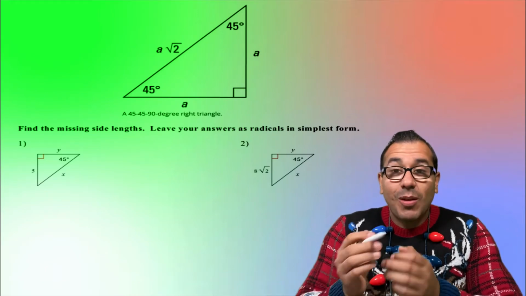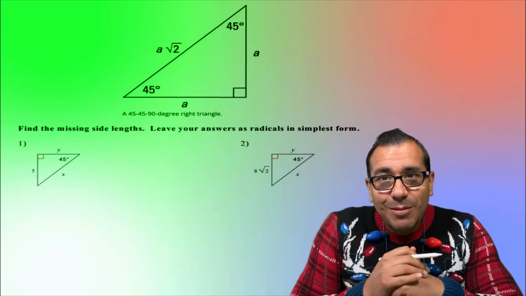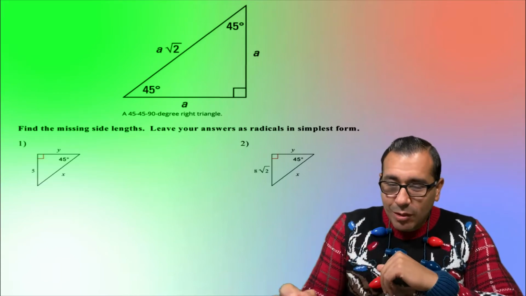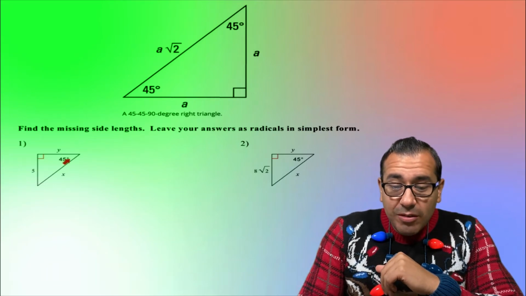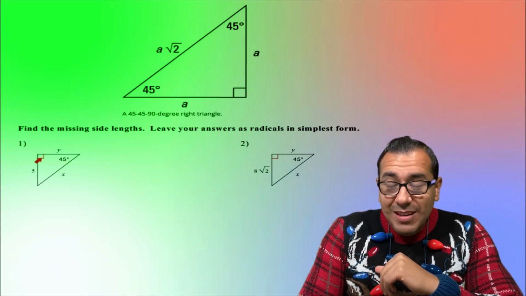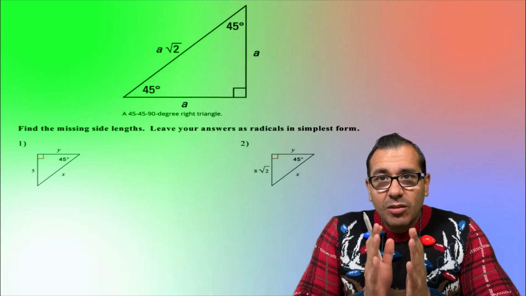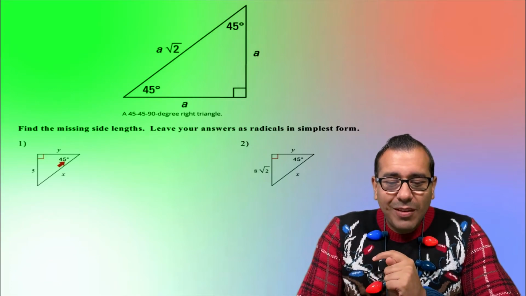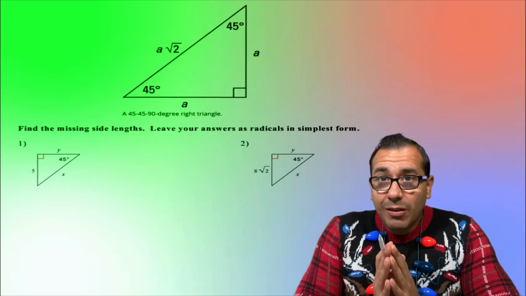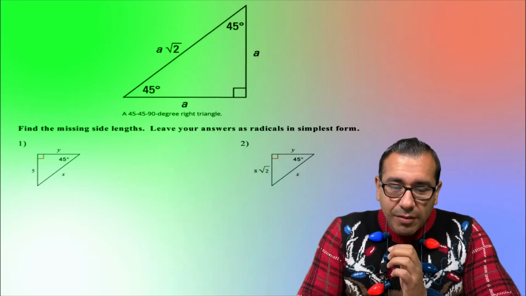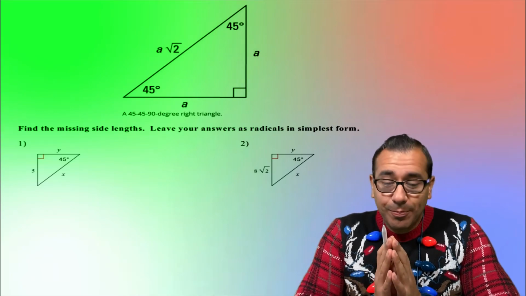All right, so how does this look in practice? Well, let's look at some quick examples here. Example number 1: notice they tell us this angle right here is 45 degrees and this angle is 90. So right away, we could do some quick math, and if this is 45 degrees and this is 90, then we know that the missing angle here is also 45 degrees. So we know this is a 45, 45, 90 triangle.